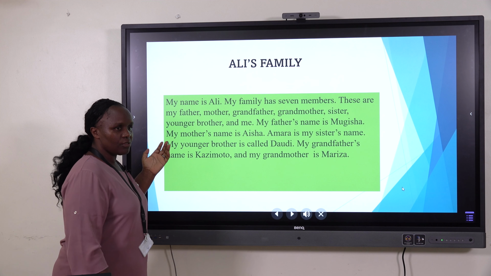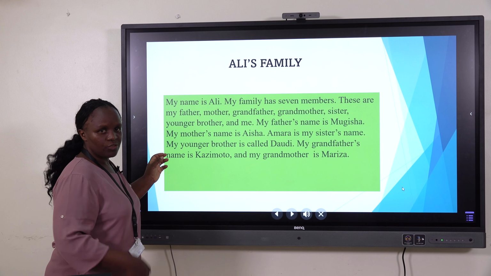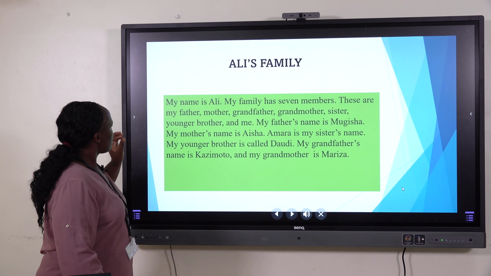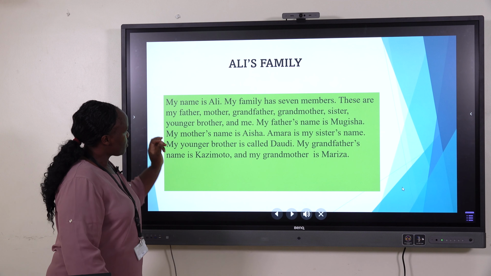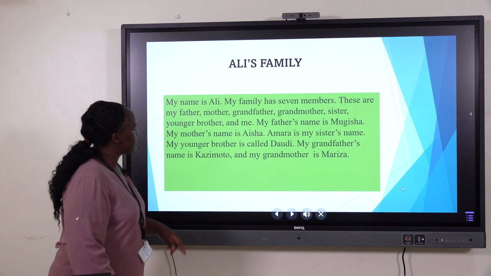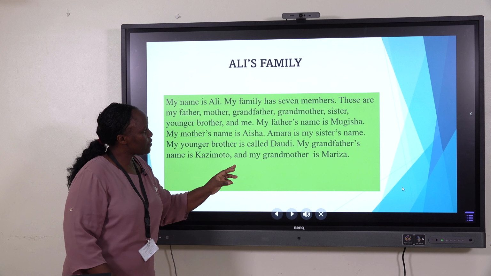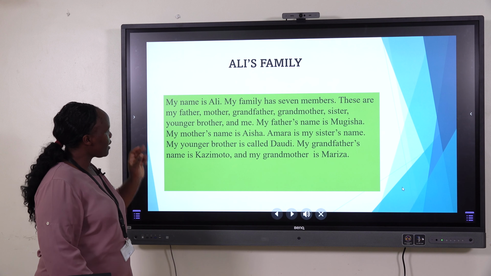When you are starting to teach these learners how to read, as a teacher, you are supposed to read for them the story as they listen. For example, I can read this story for you. My name is Ali. My family has 7 members. These are my father, mother, grandfather, grandmother, sister, younger brother, and me.